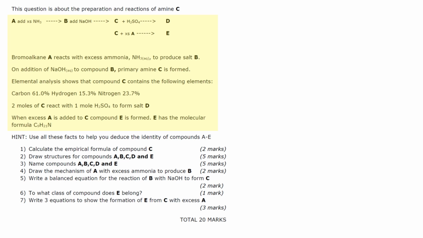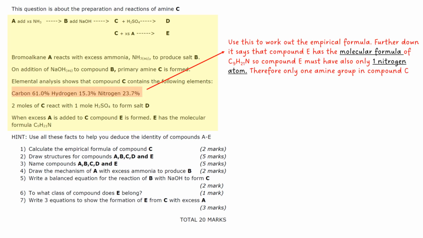You can see there's a reaction scheme at the top, and it gives you a little bit of detail on the reactants and what's being added to which compound. It also tells you A is a bromoalkane, B is a salt, primary amine is C, and then the first bit of information that you can do something with is the percentage by mass of the elements. So that can be used to work out the empirical formula.